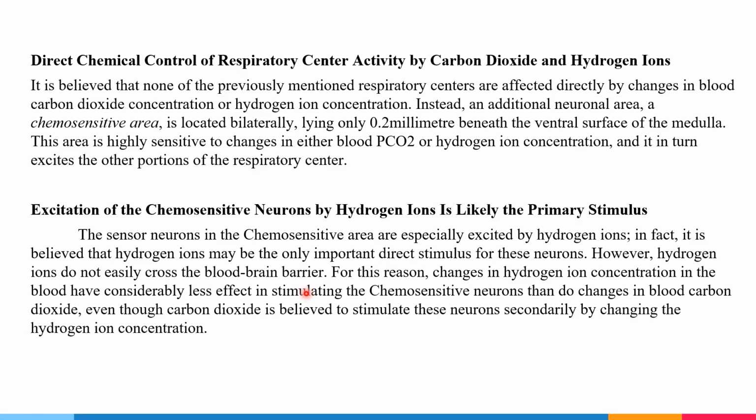area. For this reason, changes in hydrogen ion concentration in the blood have considerably less effect in stimulating the chemosensitive neurons than do changes in blood carbon dioxide, even though carbon dioxide is believed to stimulate these neurons secondarily by changing the hydrogen ion concentration. So how carbon dioxide affects the chemosensitive neurons by indirectly changing the hydrogen ion concentration is what we will look into in the next slide.